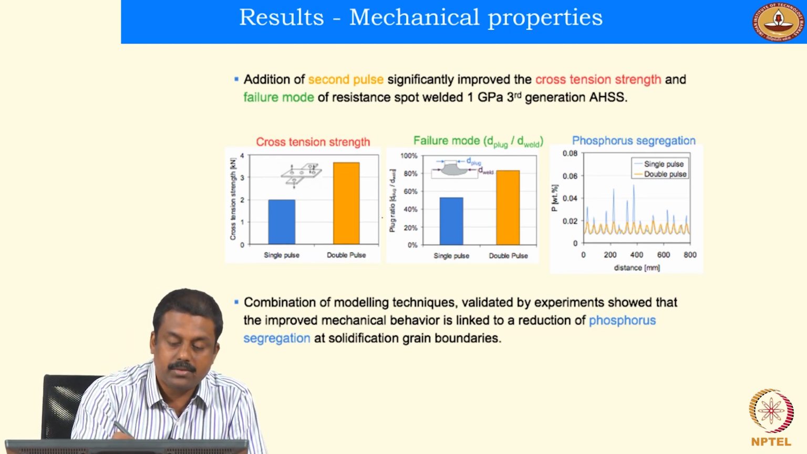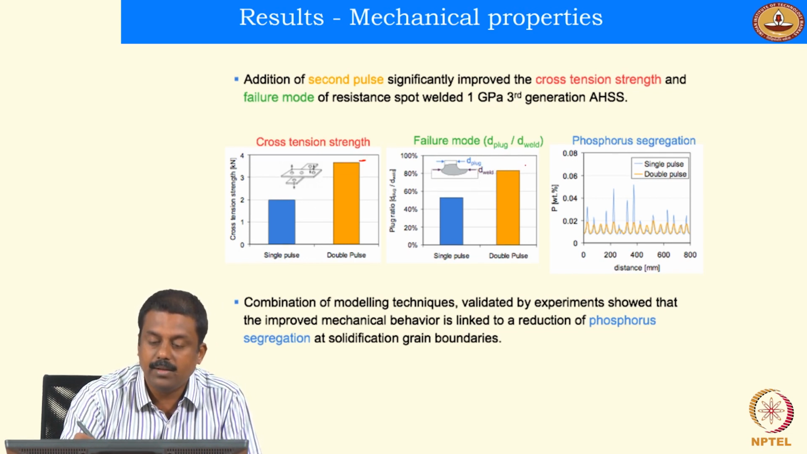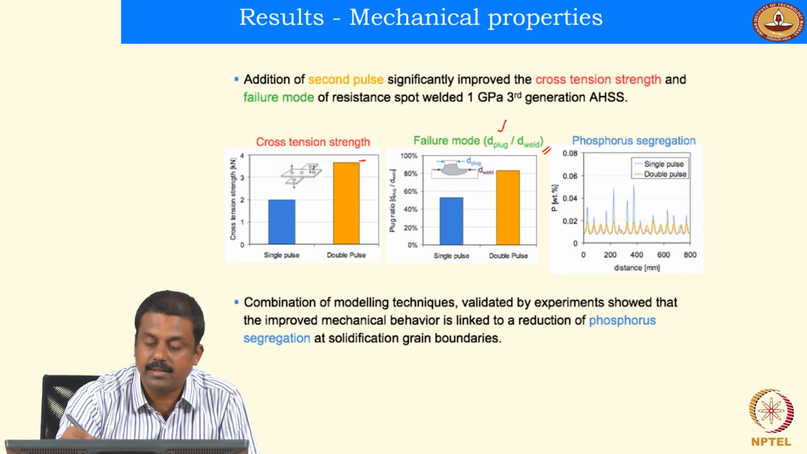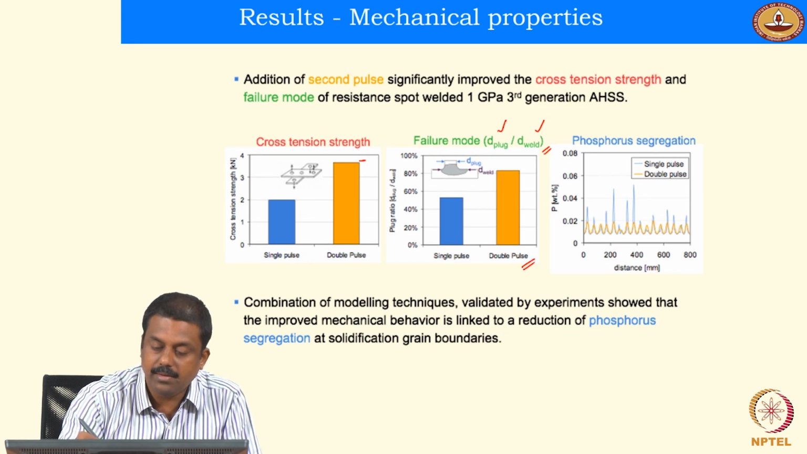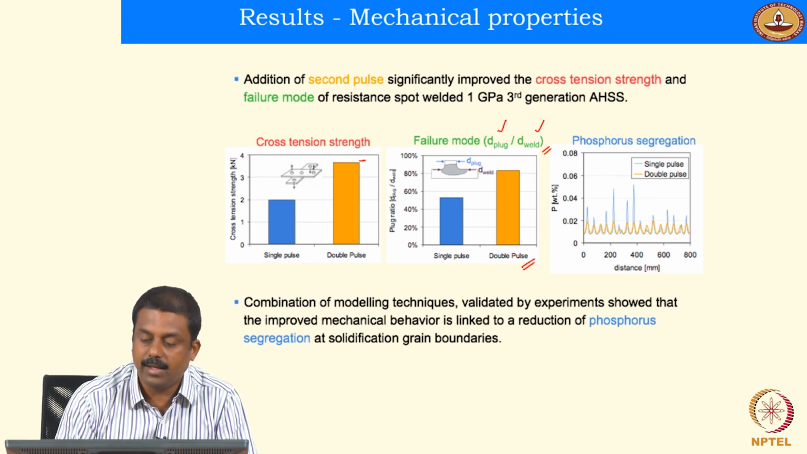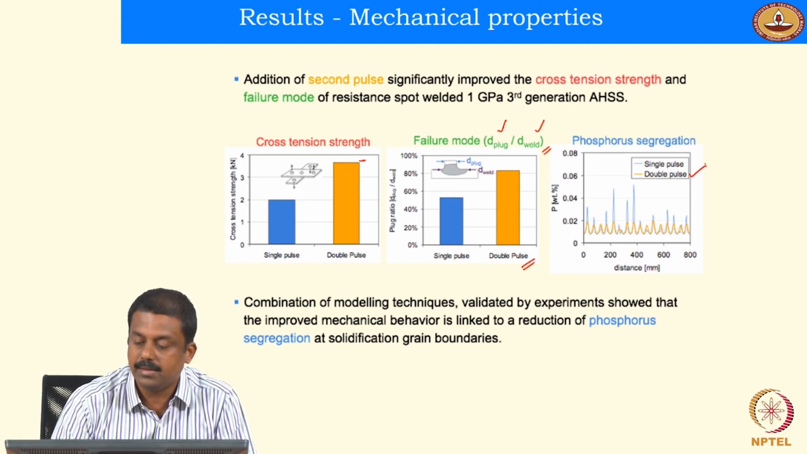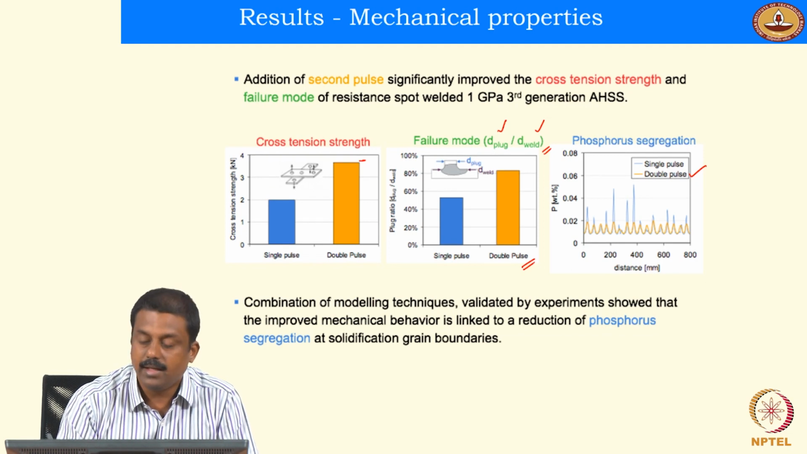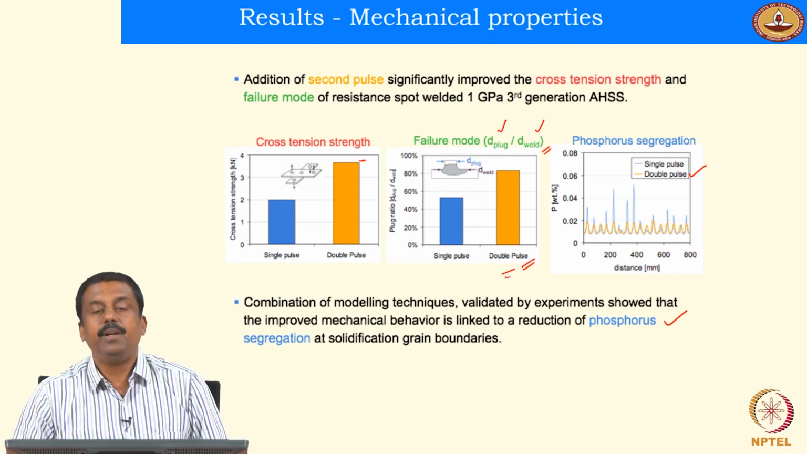After double pulsing, the strength is increasing compared to the single pulsing case, and also the failure mode, the plug ratio. What is plug ratio? Again, recall from my previous lectures, the size of the plug after the testing and the size of the weld nugget, the ratio of that, and after the double pulsing the plug ratio is also increasing significantly. Okay, and that is mainly due to the reduction of phosphorus segregation after double pulsing. So the phosphorus segregation decreases significantly at the grain boundaries at the weld center line, leading to the improved mechanical properties. So you don't need to change the chemistry.